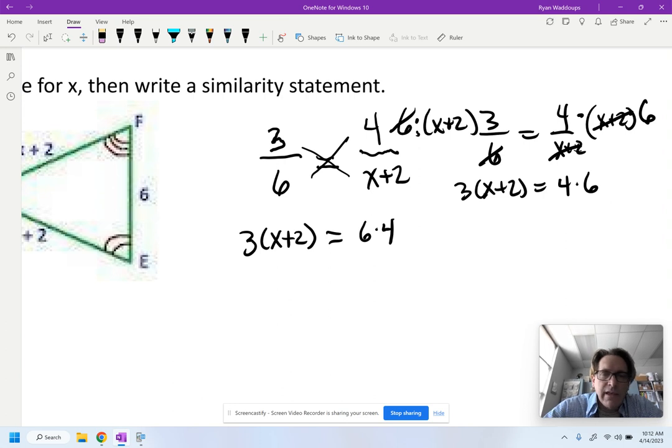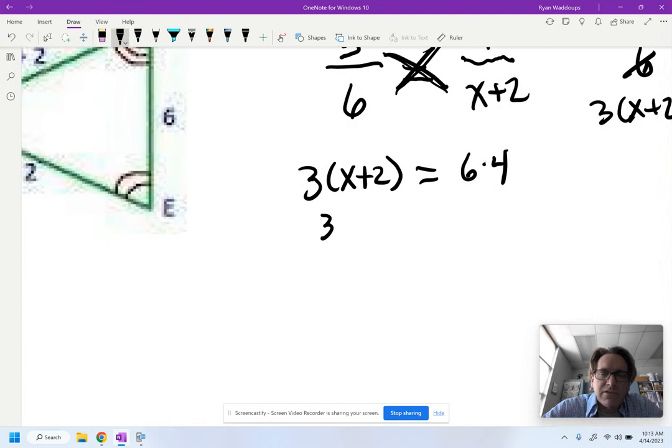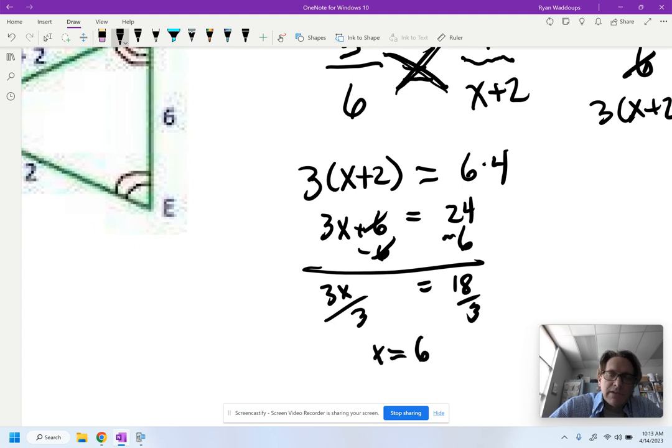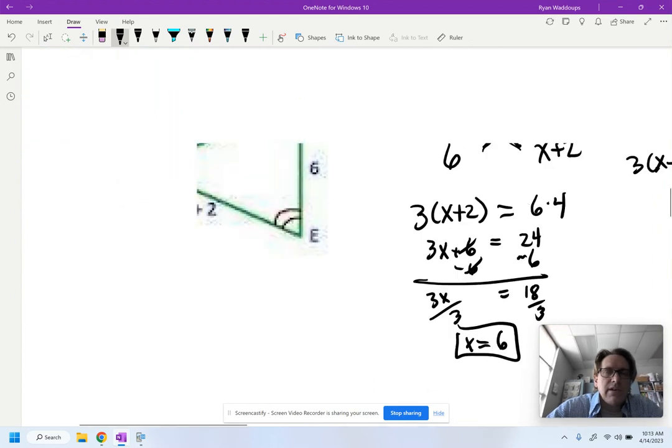So it is a little easier to just remember that in a true proportion, the cross products are equal to each other. So we use the distributive property here and write this as 3x plus 6 is equal to, and 6 times 4 is 24. And I subtract 6 from both sides, and 3x then is equal to 18. I divide by 3, and x equals 6. So there we've solved for x. x equals 6.